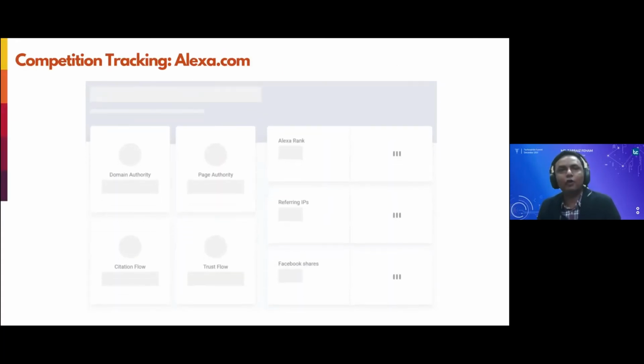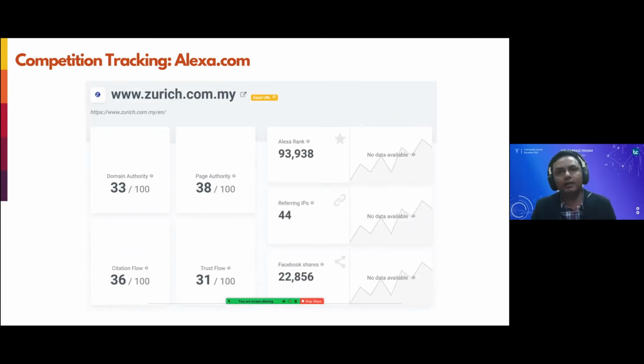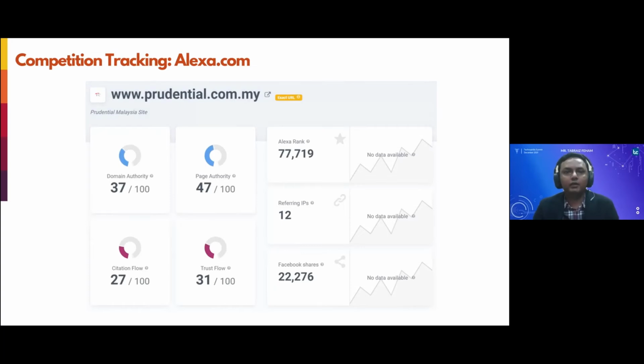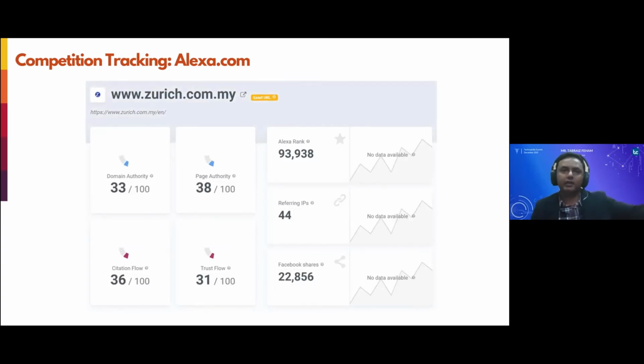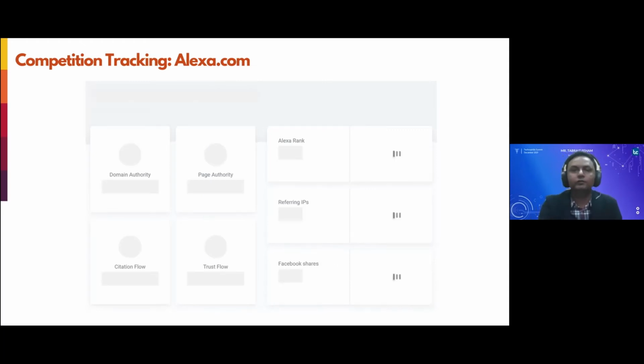For competition analytics, I have always been using Alexa.com. You can use the basic free version to get all these kinds of analytics. You can see the domain authority, page authority, how many people are visiting their website, the demographics of those people, where they are coming from, and the number of people visiting their website daily, weekly, monthly, yearly. All these kinds of analytics you should be having. And of course, when you would like to track your competition, this is the basics that you should be hands-on with.